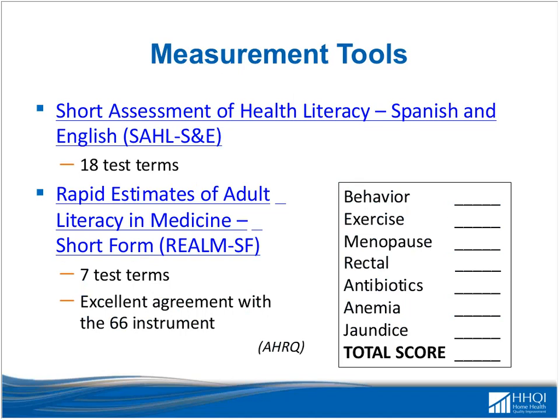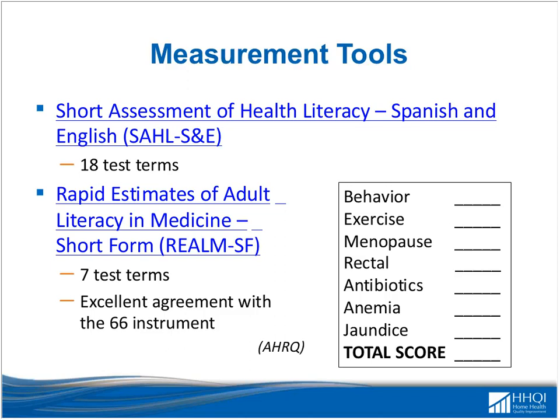But what's exciting is that studies have shown that the 7-item test has excellent agreement with the 66-item instrument. So you would provide a list of these words to the patient and ask them to tell you what the word is. They don't have to describe what it means. They don't have to do anything else but tell you the word: behavior, menopause, anemia, jaundice. That's all they do. And the instructions give you how long you wait or if you skip over it.